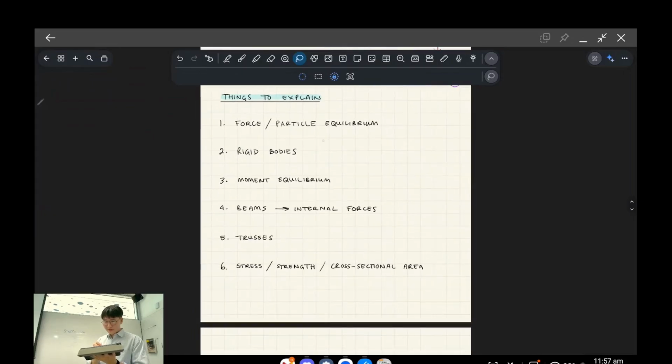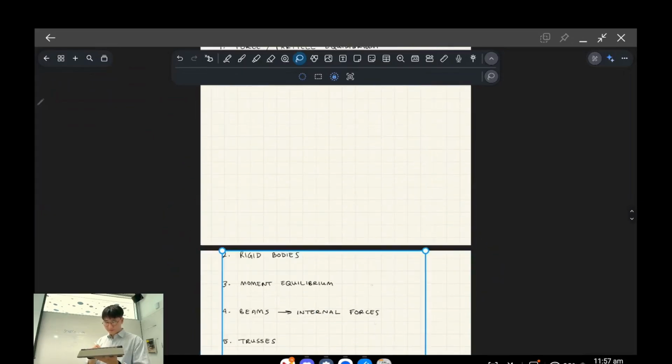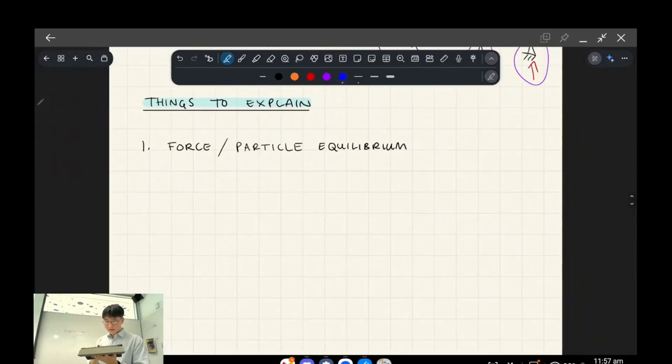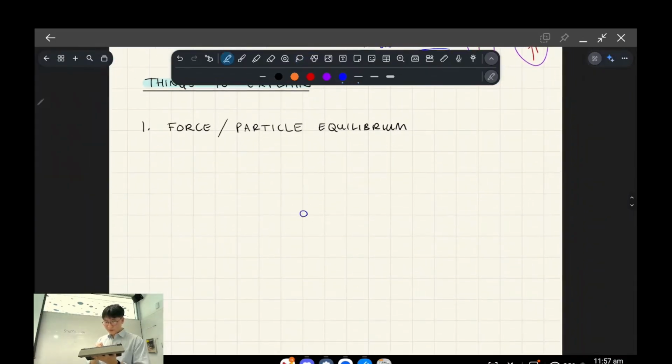So the first one I'm talking about is equilibrium, okay? So, okay, let's say you've got a ball on a table, right? So think of a pool table ball, right? And you've got different forces pulling it in different directions, okay? So let's call it F1, F2, F3.